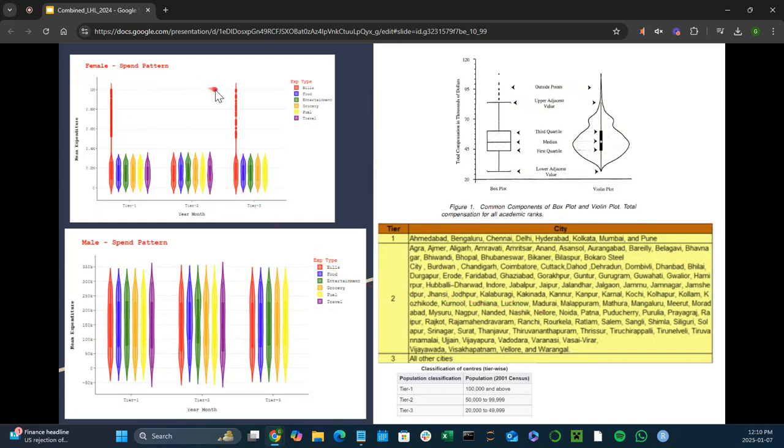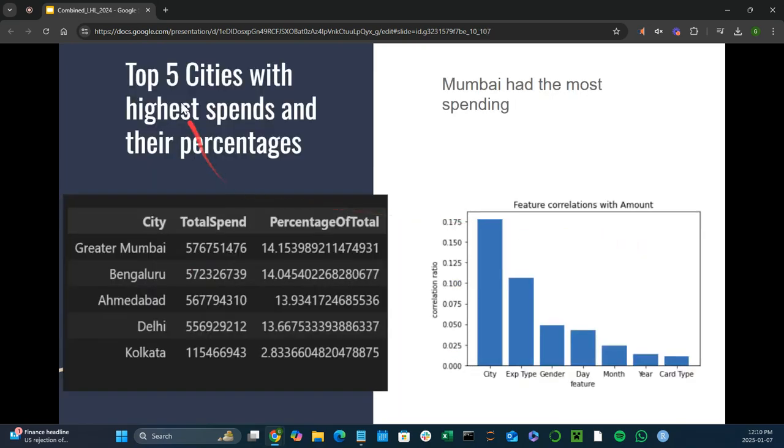I had some more graphs showing the different expense types, violin charts. The male spending patterns are fairly distributed. The female spending pattern seems to be mostly on bills. Maybe we can find something in the literature to explain that data. I also gave some information about box plots and violin plots, and then I showed the different tiers of population. Each of the different places was categorized into tiers based on their population, how many people were in a given region. So I have some SQL queries I did along with some more charts.